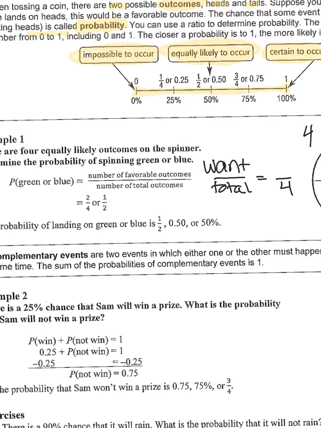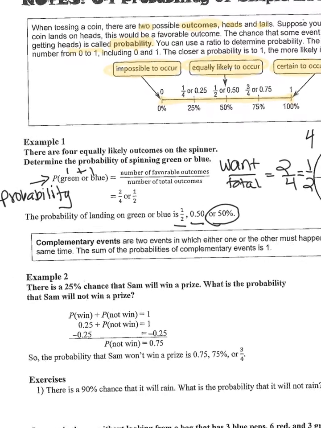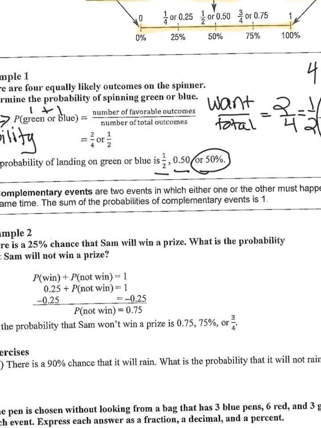The question is the probability, that's what that P stands for, of a green or a blue. Look at your spinner, how many green and how many blue do we have? We have 1 of each. We add those together, so that gives us 2. So 2 out of 4, and we can reduce that down to 1 over 2. As a decimal, 0.5 or 50%. There's a 50% chance you'll get a green or a blue on this spinner.